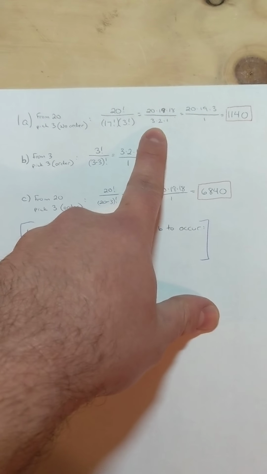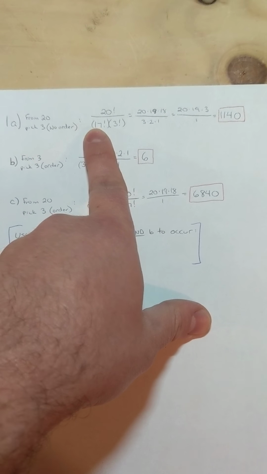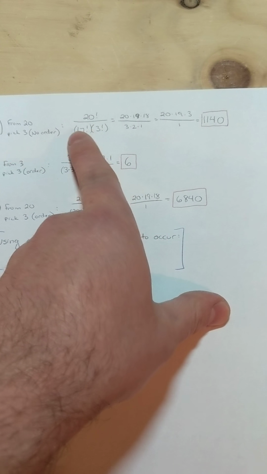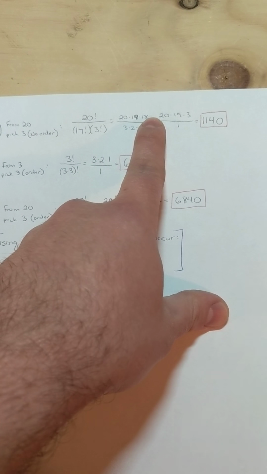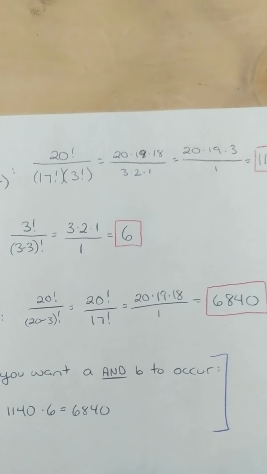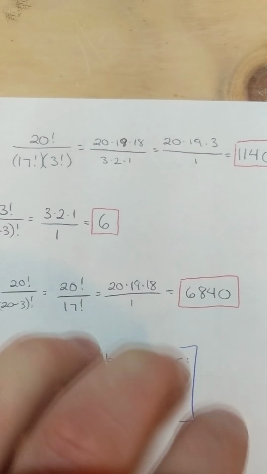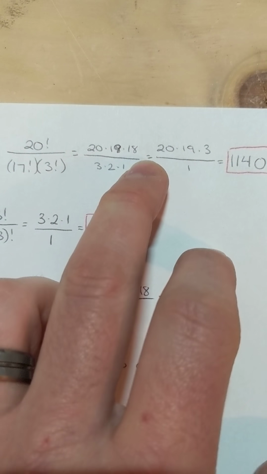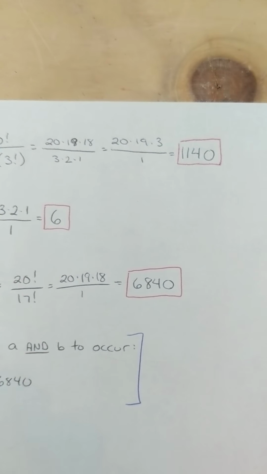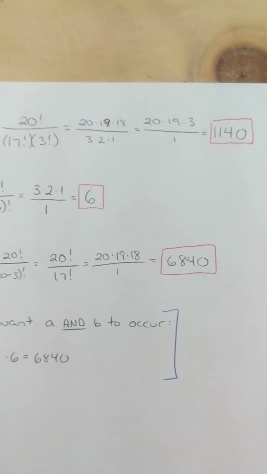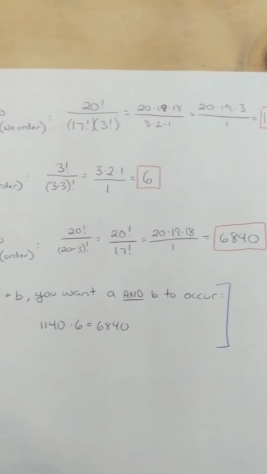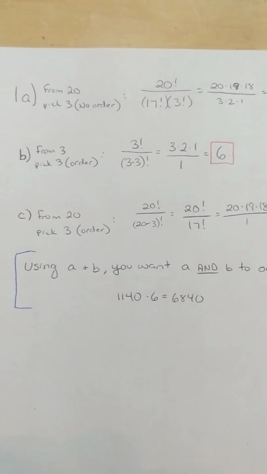I went ahead and shorthanded this because 17 factorial is 17 times 16 times 15, etc. So by canceling out the 17 factorial with the 17 factorial, I get this. And then from there, I recognize that 3 times 2 is 6. 6 simplifies with 18 to get 3. So 20 times 19 times 3 is 1,140. So there are 1,140 different ways to select 3 people, given that you have 20 to pick from.